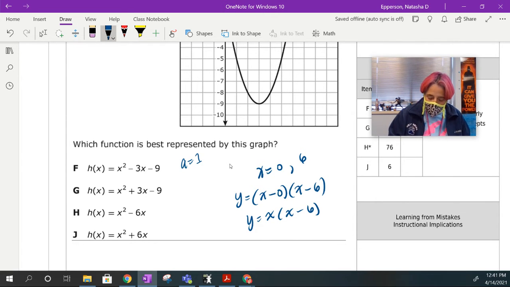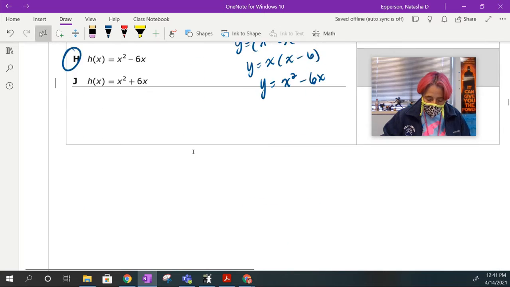Now I'm going to go ahead and FOIL so that I can write my equation. This gives me y is equal to x times x, which is x squared. X times negative 6 gives me negative 6x, so y is equal to x squared minus 6x, which is our answer choice H. All right, we're done with that question.